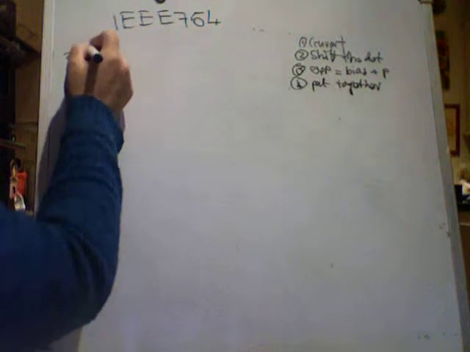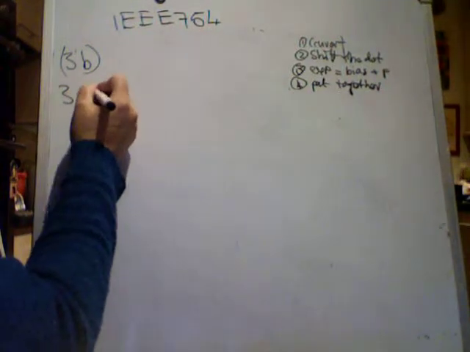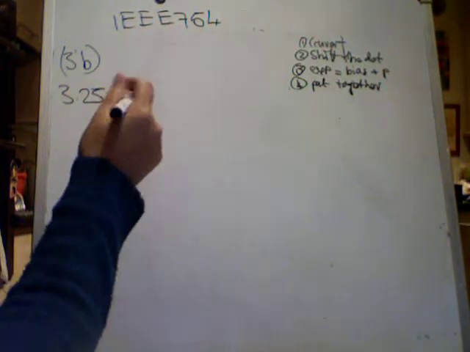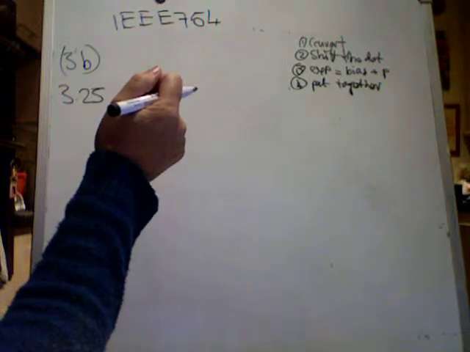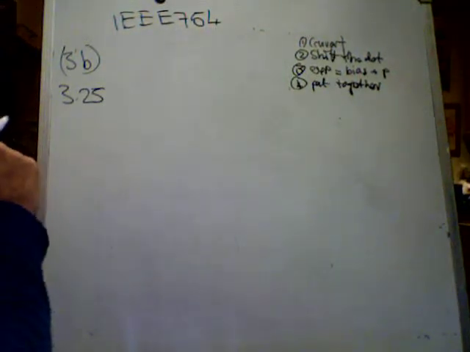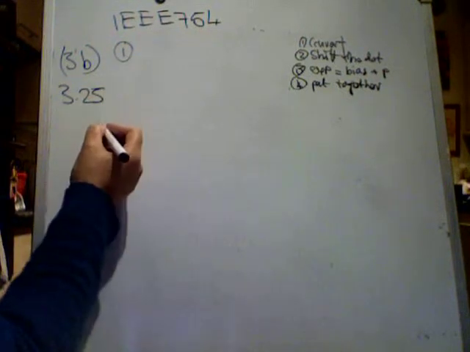Question 3B in the exercise questions is to show the number 3.25 in 8-bit floating point representation. So again, I've left the 4 points up, the 4 steps we need to follow. Step number 1, we need to convert the number.